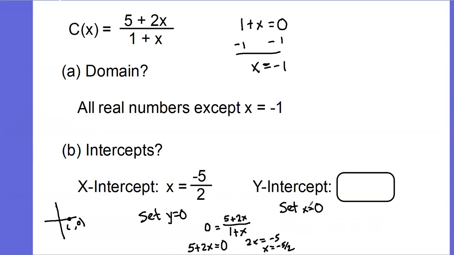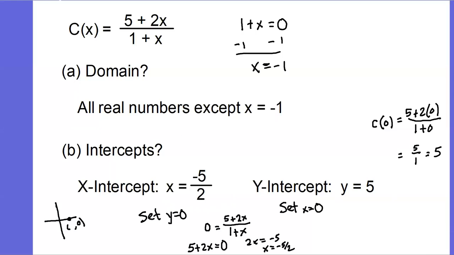With our y-intercept, we're going to set x equal to 0. So that's basically the same thing as saying, let's evaluate our function at 0. So c of 0 equals 5 plus 2 times 0 all over 1 plus 0. Well, 2 times 0 is 0, plus the 5 would be 5. 1 plus 0 is 1. 5 divided by 1 is 5. So my c of 0 is just 5. And that's my y-intercept.